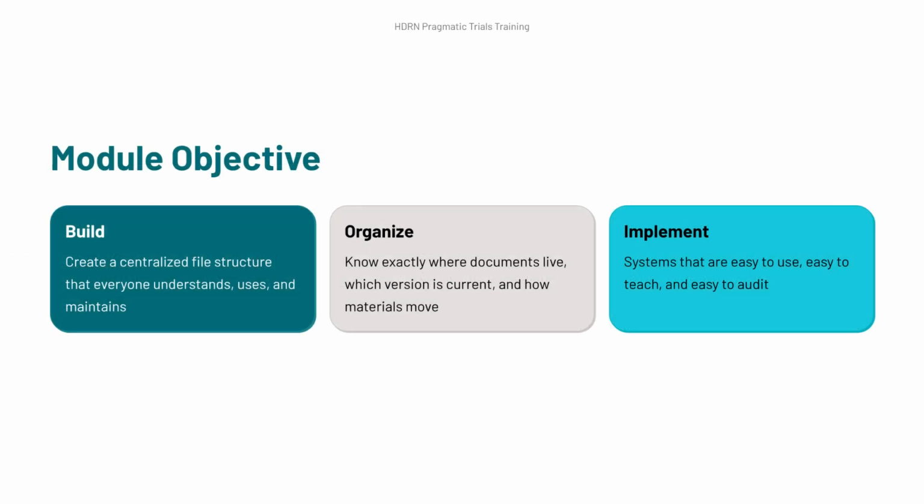The objective of this module is straightforward: to help you build, organize, and implement a file management system that actually works for pragmatic trials. That means creating a centralized structure everyone understands and maintains, knowing exactly where documents live and which versions are current, and putting systems in place that are easy to use, easy to teach, and easy to audit.